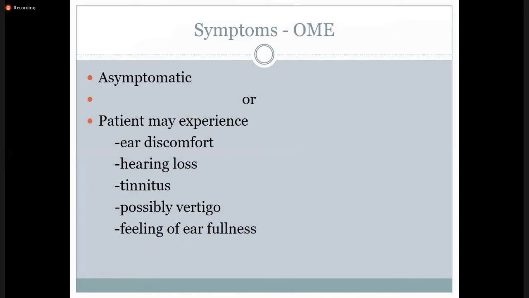Symptoms of otitis media with effusion: the patients may be asymptomatic, or patient may experience ear discomfort, impairment of hearing, tinnitus because of blockage. There is fluid collected in the middle ear, which is creating impedance in the conductive pathway. Possibly vertigo, which is very, very rare, sometimes found in complicated cases, and again feeling of ear fullness because there is a fluid inside the middle ear.